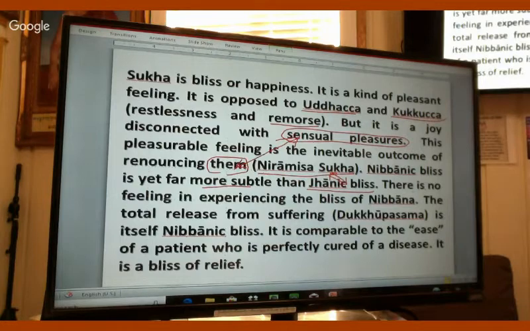In Pali, the Buddha compared it to the ease of a patient who is perfectly cured of a disease. At that time, there is a sense of relief. All sankhata means that we depend on conditions. Our body and mind, nama and rupa, always depend on conditions. That is a kind of suffering. Sankhara dukkha in Pali means that we always need to maintain. Maintenance is a very heavy suffering.